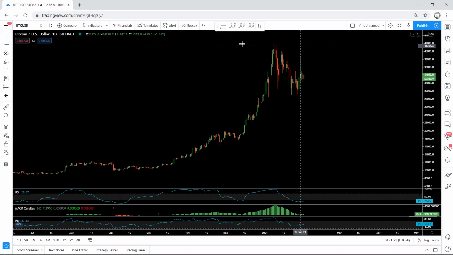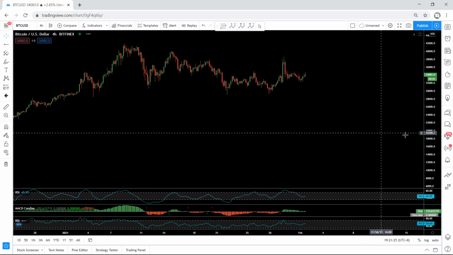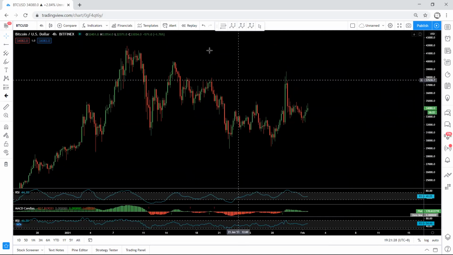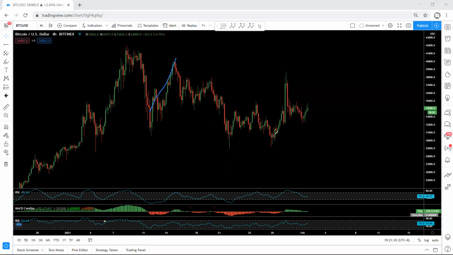Bitcoin, we start with the daily chart. As we can see, there is not much change. We move to the forward chart. Based on the forward chart, if we refer back to my last video, I mentioned maybe we put this one together as flat, and we can expect this one.